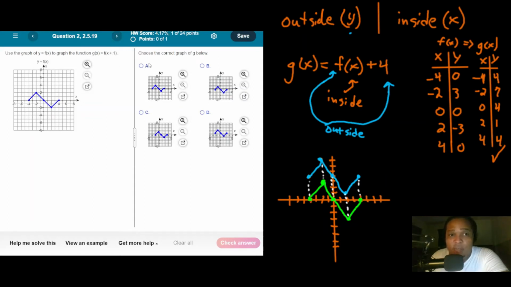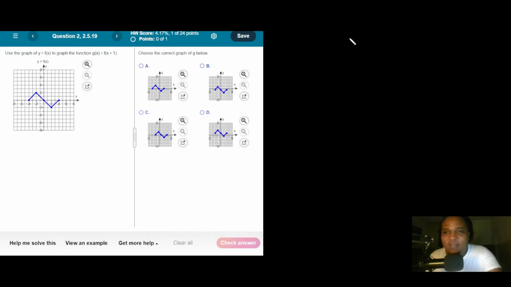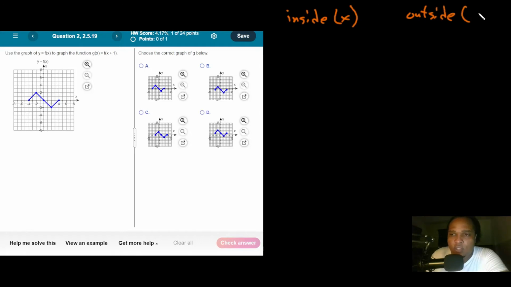Okay, so here we are again. Now we have x plus 1 on the inside, and you know that the inside will change your x. So let's go ahead and erase all of this. I'm going to hit Control Delete. So the inside changes x. The outside changes y.